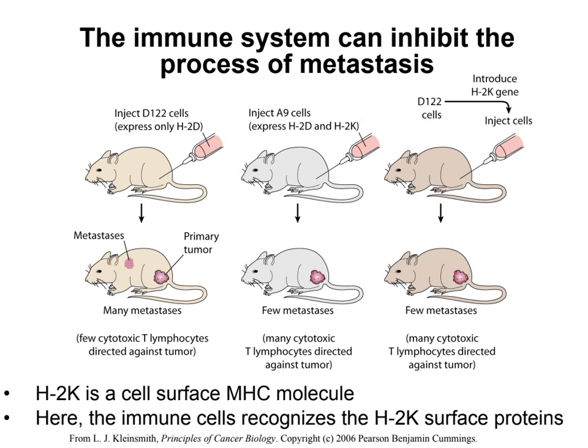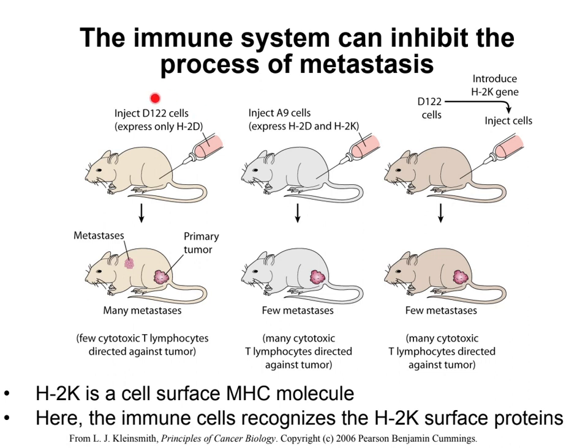So here we have a mouse that's injected with A9 cells. So A9 is the name given to these cancer cells. These cancer cells express two surface MHC molecules, H2D and H2K. So it has two of these that it naturally expresses. And so these cells are put into suspension, injected into the tail vein, and then the metastases are observed. So we get a few metastases in this tumor model.